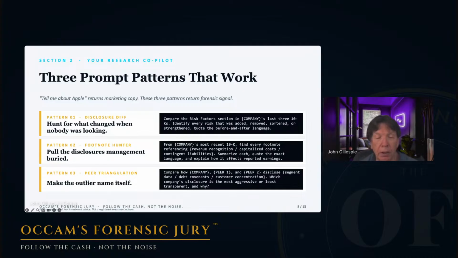Pattern 3 is peer triangulation. You ask how 3 companies in the same industry disclose the same thing, and you ask which one is the most aggressive or the least transparent. This makes the outlier name itself, and the outlier is almost always where the story is.